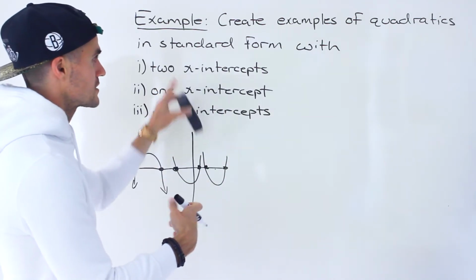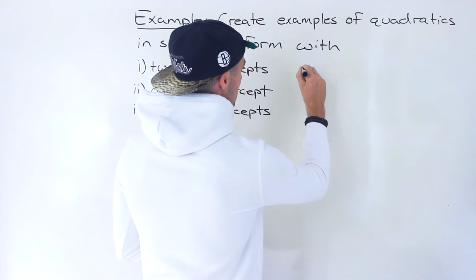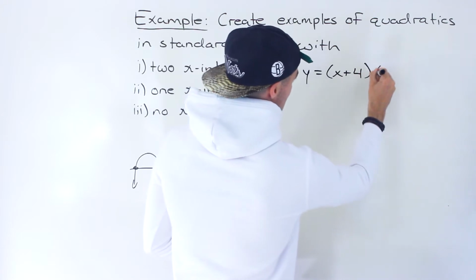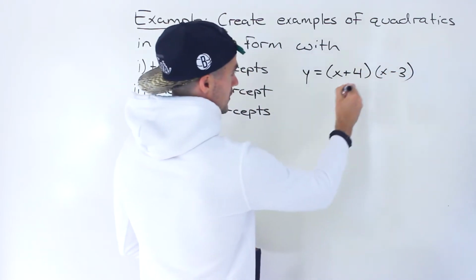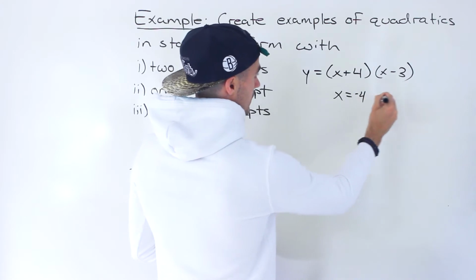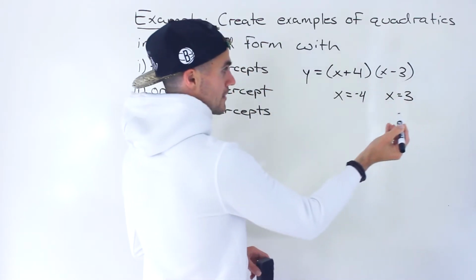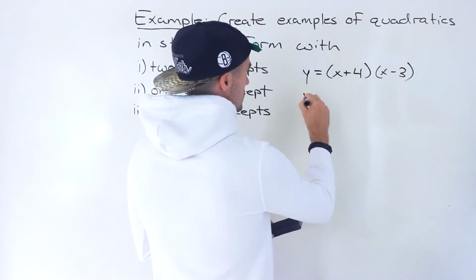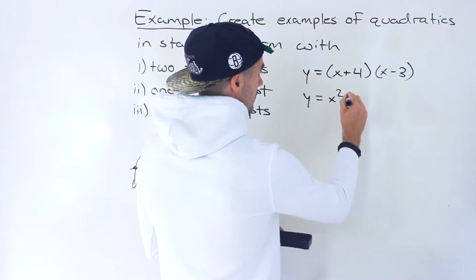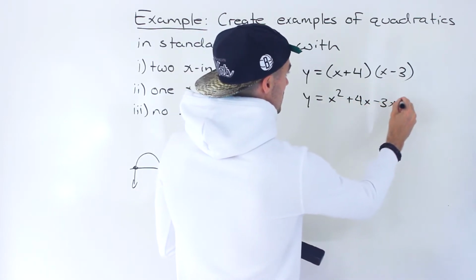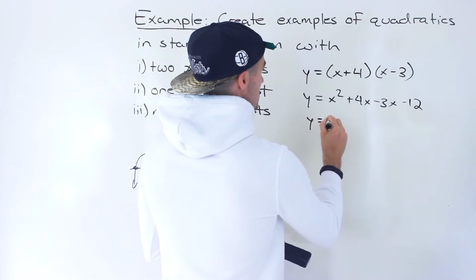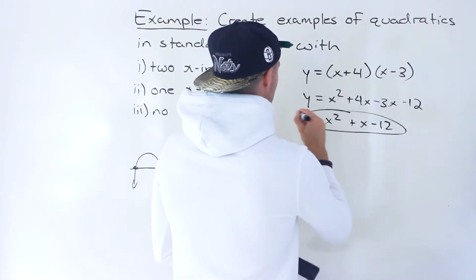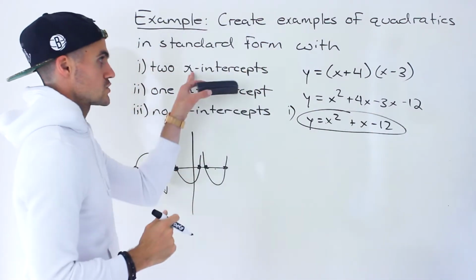vertex form. So with the two x-intercepts, I'm actually going to make a quadratic that starts off in factored form, let's say like this. Right, so from here we could tell there's an x-intercept at -4, there's an x-intercept at 3. Right, two of these factors here. And so if they want it in standard form, what we have to do is we got to expand this. So this would end up being x squared plus 4x minus 3x minus 12, which would give us x squared plus x minus 12. Right, so there is an example of a quadratic that has two x-intercepts.